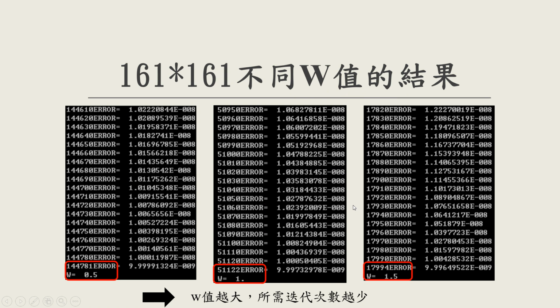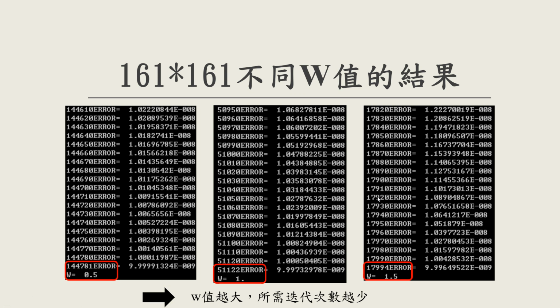We compared the case of 161 grid numbers and found that the larger relaxation can get a smaller number of iterations. This is also a way to save computing resources.